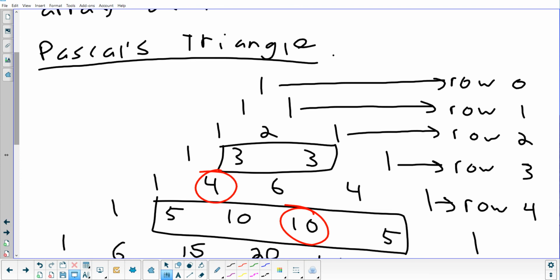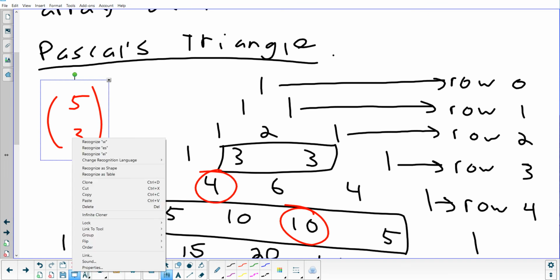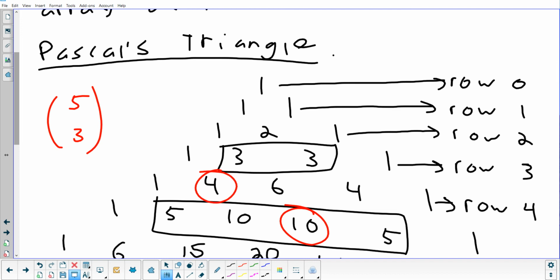And we're going to see a notation we use to describe that position like this, eventually. That's the notation that means the number in row 5, column 3. Row, column. I'll talk more about that later. That's just a notation.